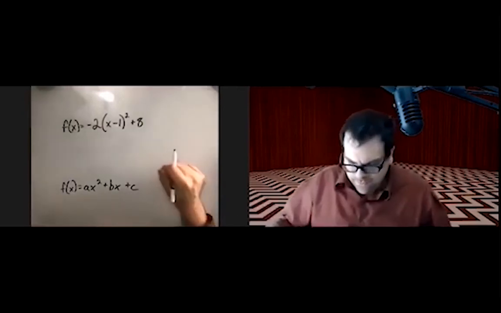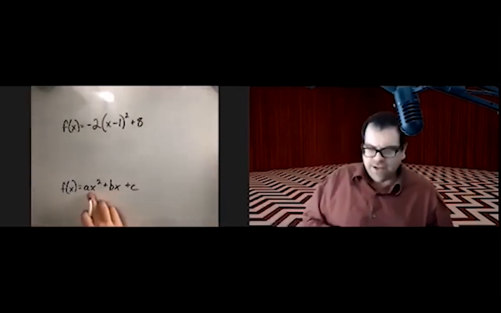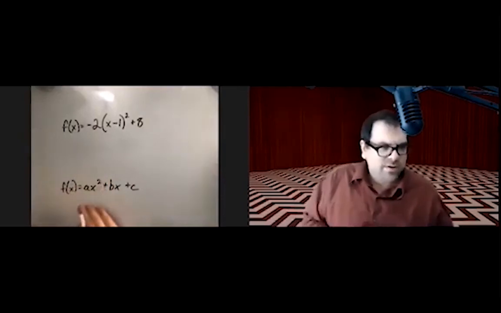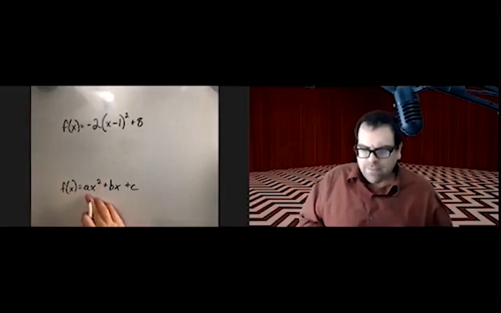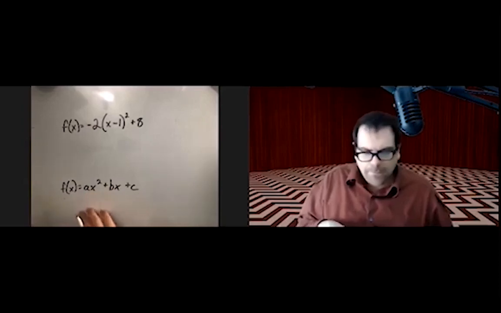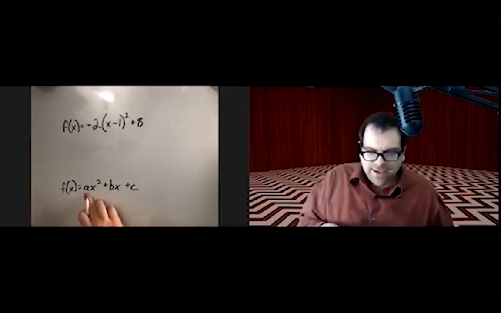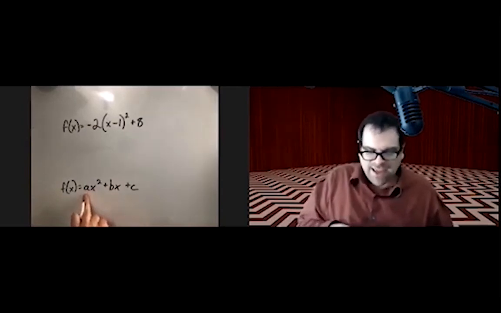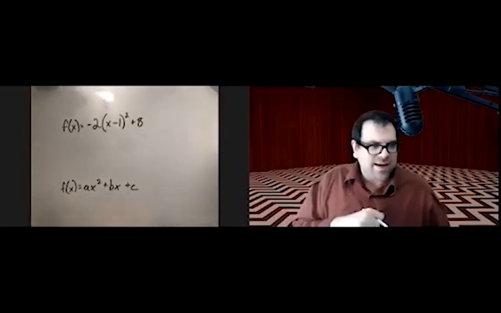Now, a can't be 0. If it is, then the x squared goes away and it's linear. It's not quadratic anymore. But a can be positive, which just means this will open up. A can be negative, which just means it opens down. The a is always the same as in vertex form. So we can expect our a to end up being -2.